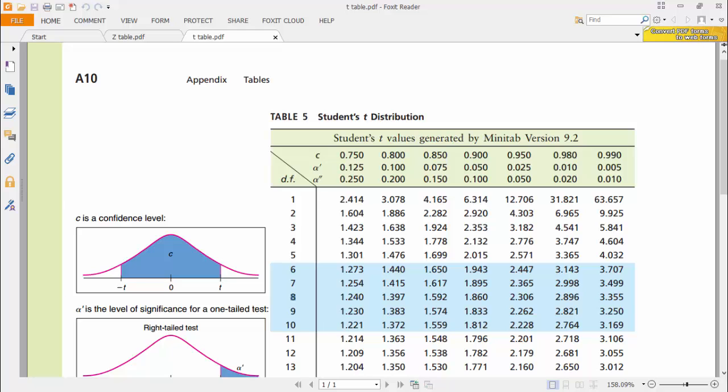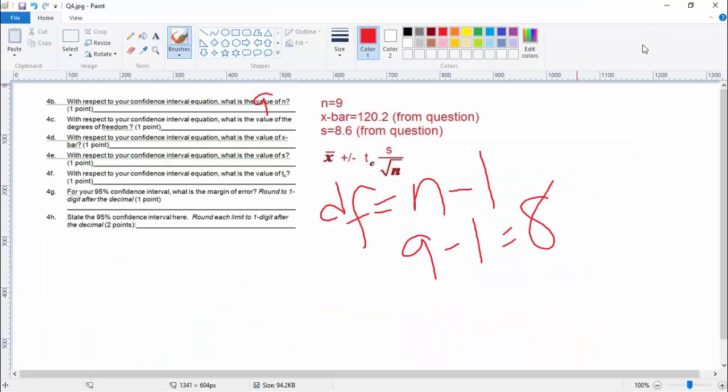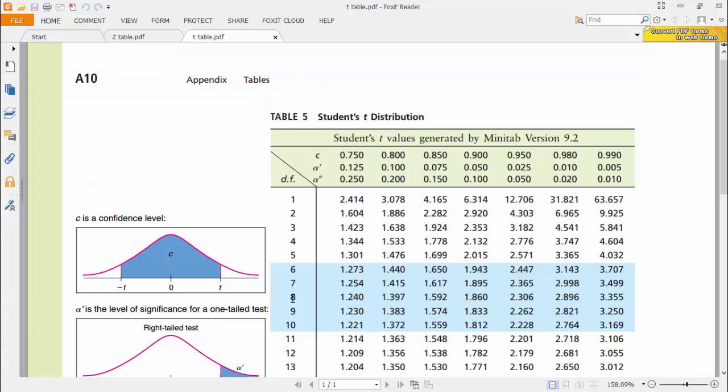The next step is we've got to figure out what column we want. So that's our degrees of freedom, we'll just put that in here, 8. And what is the value of x bar? I got that from the question, which I gave you, so you shouldn't get that wrong. With respect to your confidence interval equation, what's the value of s? Well, that's on the slide too, so you shouldn't get that wrong. And what's the value of t sub c? Here's the hard part. And remember, this is the key again, just like with the z one, it's 95%. Like I already said, we figured out we need the 8 row. Well, what do we need up here?